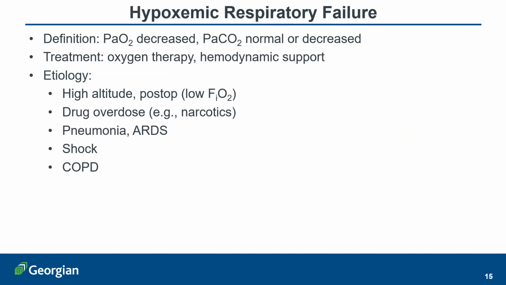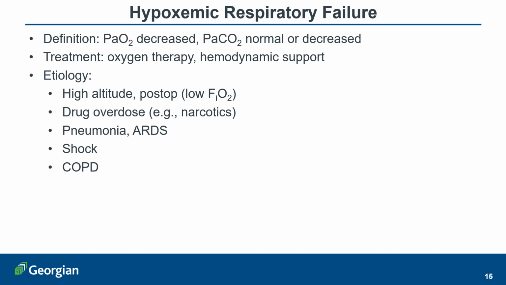Let's examine hypoxemic respiratory failure in more detail. As mentioned previously, the definition of hypoxemic respiratory failure is when PaO2 has decreased, and in this particular case, we have to assume that PaCO2 is normal or perhaps slightly decreased because of hyperventilation. When PaO2 drops below 60 millimeters of mercury, we know that the breathing rate increases dramatically, and that can cause a decrease in CO2. But we'll focus upon the decrease in O2. The treatment for hypoxemic respiratory failure is, yes, oxygen therapy and other forms of hemodynamic support.